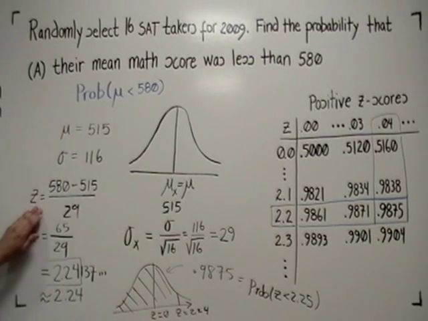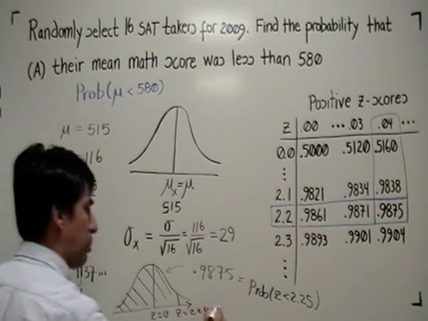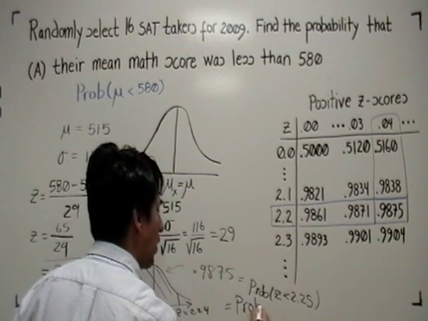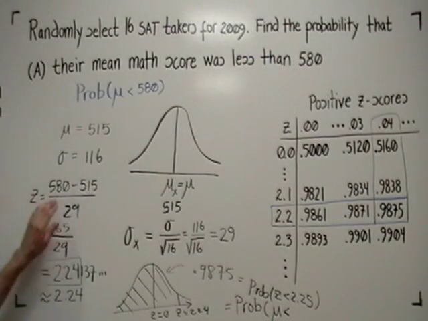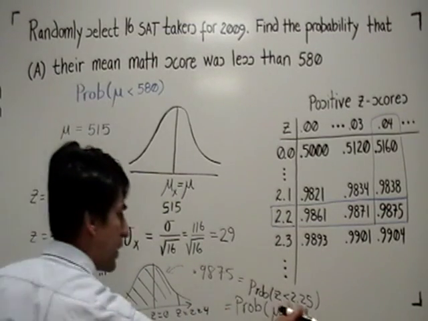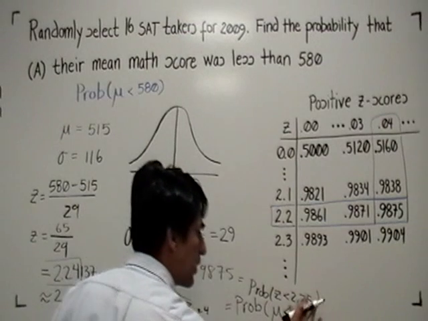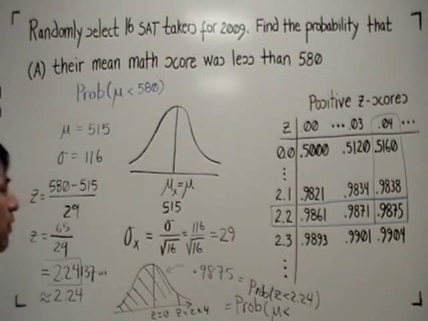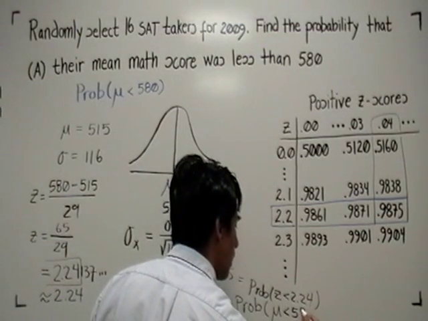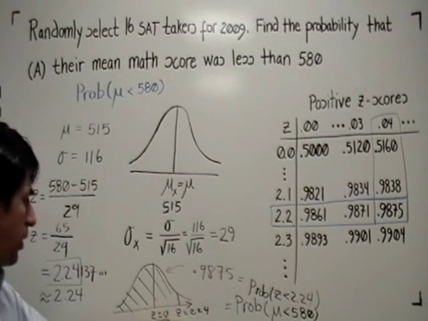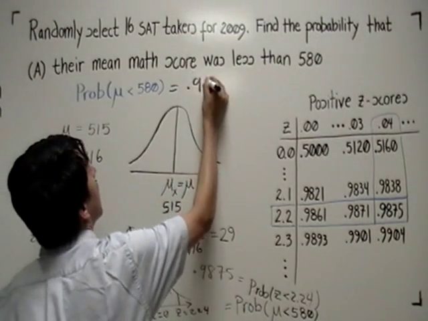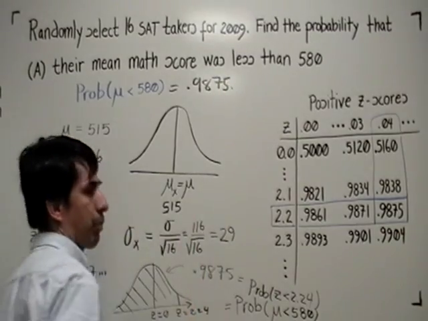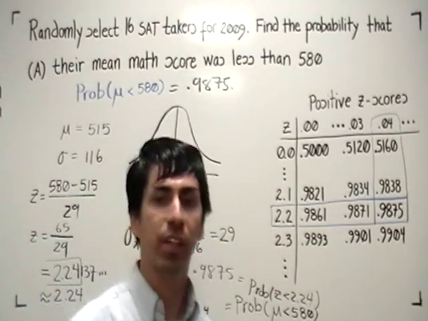But since we had converted that from 580, that turns out to be the same as the probability that our original variable, in this case x-bar, is less than whatever the z-score here represents. 2.24, excuse me, 2.24, not 2.25, represents a score of 580. So we have found the probability to be 0.9875. And that completes our exercise, our example.